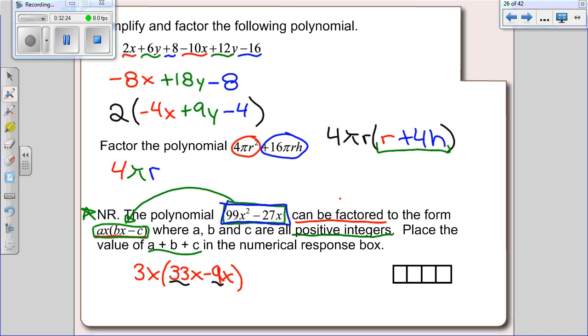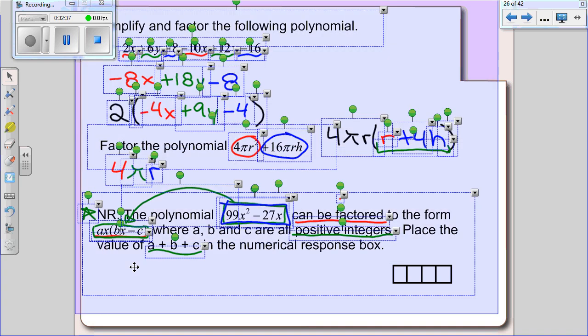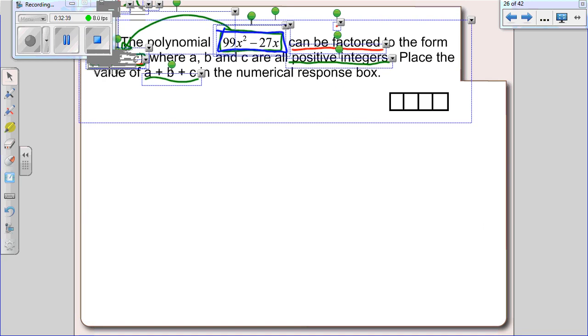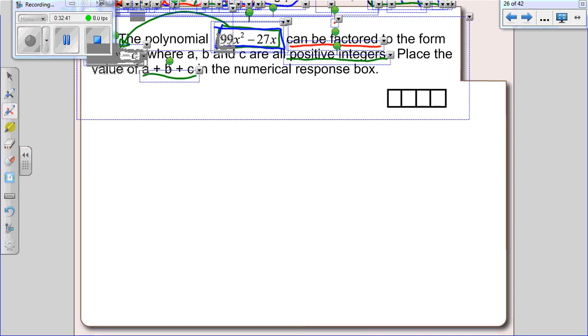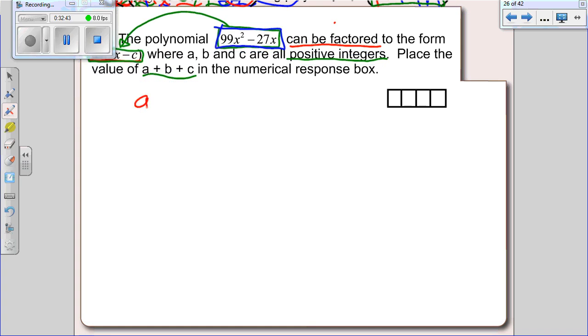Just slide things up a little bit. There's going to be some space. So when you divide by 9, here's 9x to the outside. Then 99x squared would give you 11x. Negative 27 turns into negative 3. The x's cancel out. That's what it should look like factored.